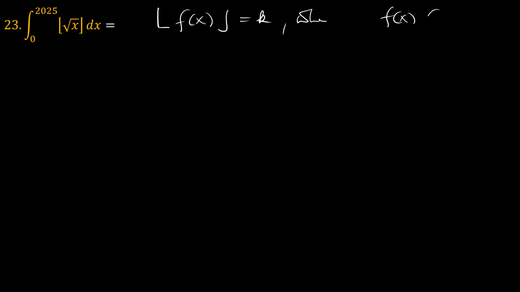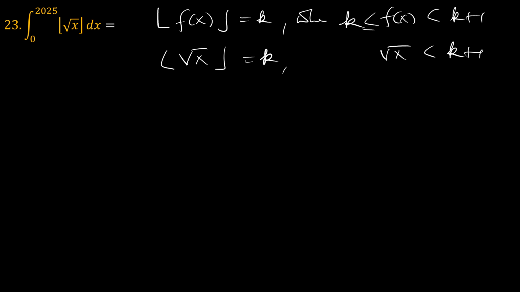So what is a floor function? Because this is what is being asked here. We have a definite integral from x equals 0 to x equals 2025 of the floor of the square root of x. So if the floor of f(x) is equal to k when f(x) is greater than or equal to k and less than k plus 1, then the floor of the square root of x is equal to k when the square root of x is greater than or equal to k and less than k plus 1. Therefore, x will be greater than or equal to k squared and less than k plus 1 squared.